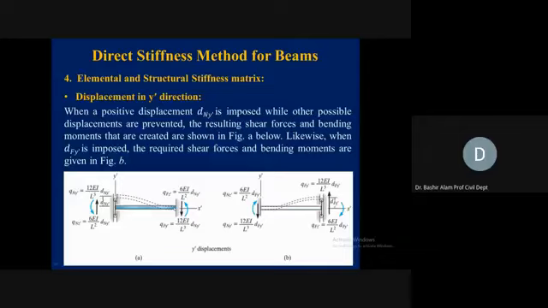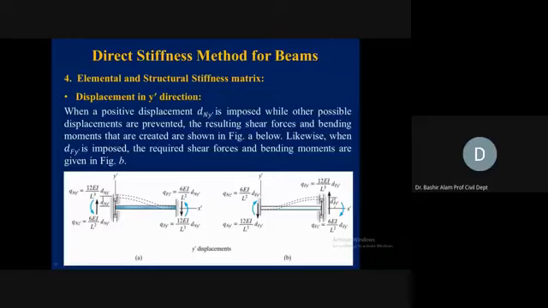If you want to note it down, let's say this is our sign convention and this is the labeling. Here the vertical translation D1, followed by the rotation D2, followed by the translation D3, and followed by the rotation D4. These are our assumed joint displacements. The corresponding actions you can pick from here, and that will give you the first column of the stiffness coefficient matrix.